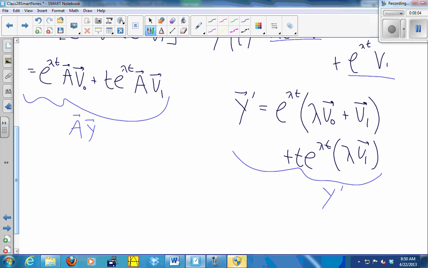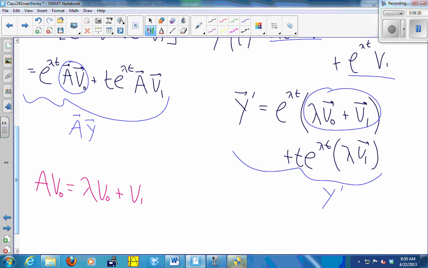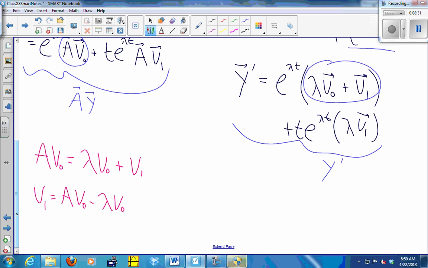So my e to the lambda t term here is A v naught. Over here is lambda v naught plus v1. Solve this guy for v1. And this is where that equation comes from. This is A minus lambda I v naught.